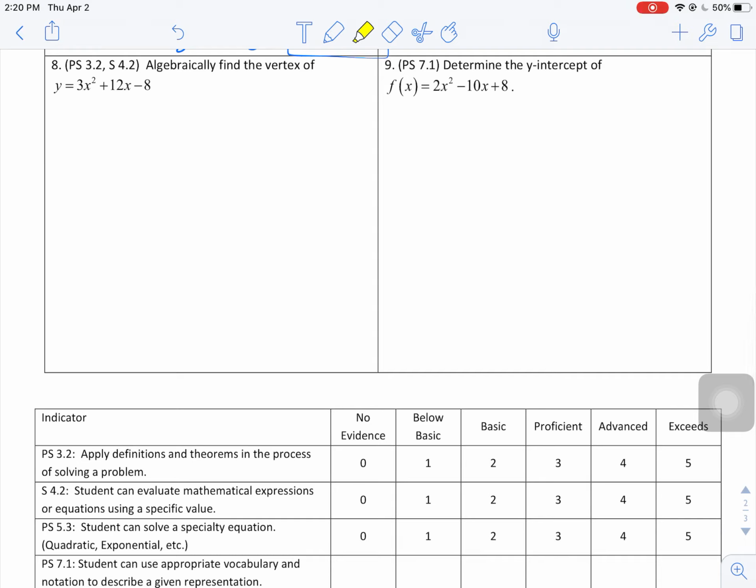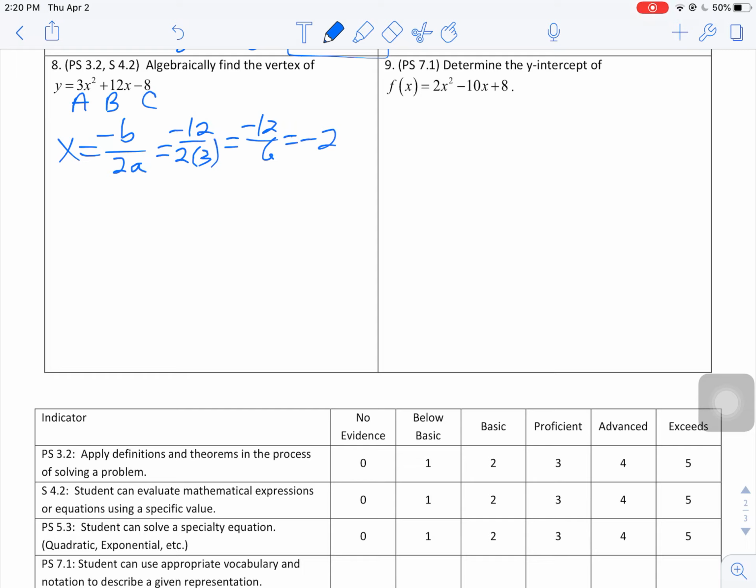On 8, we want the vertex of that equation. So remember, this is in standard form, so here's a, b, and c. In order to find the vertex, you do x equals negative b over 2a. That's a formula that you need to memorize. You just have to know that off the top of your head. So negative 12 over 2 times 3, and then you just simplify that down to negative 2.